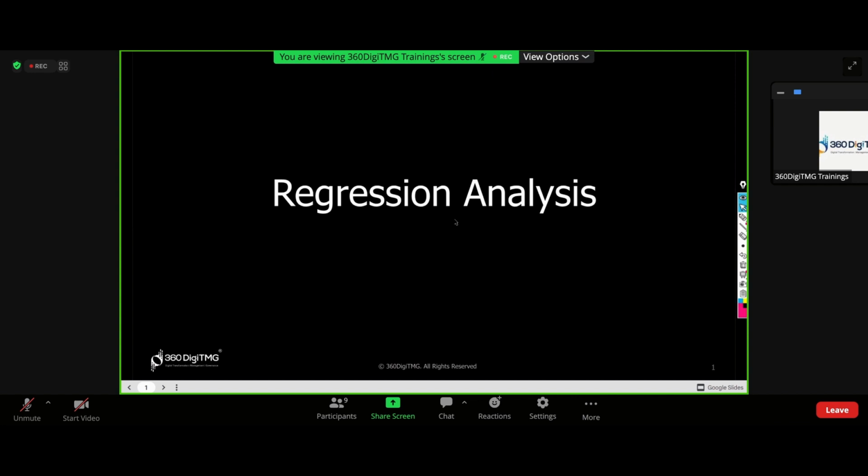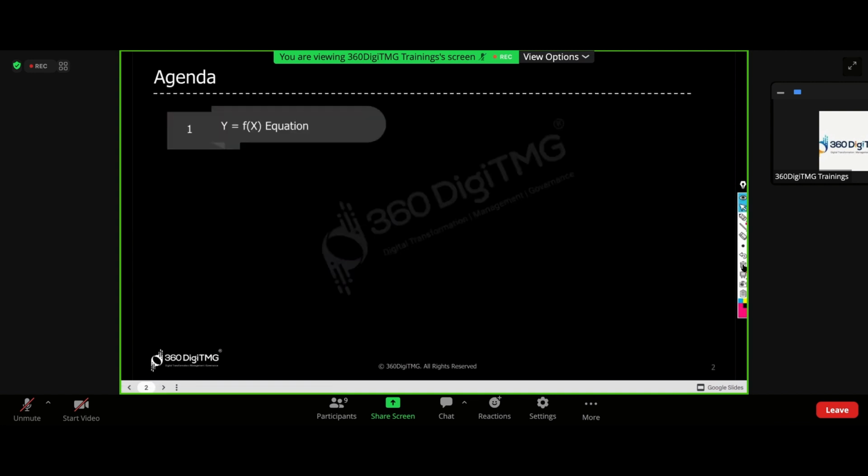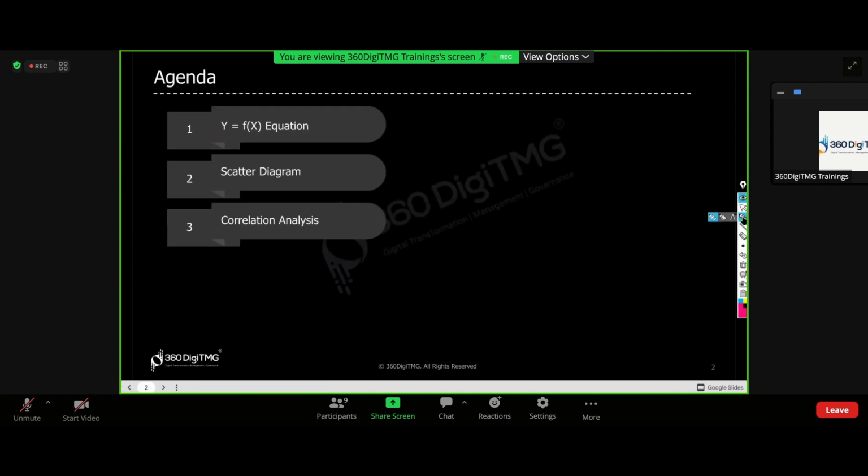Regression analysis. What do we do? We predict Y, which is a numeric dependent variable. So we are going to discuss the equation: y is a function of x. Scatter diagram, that is, we will compare x with y.